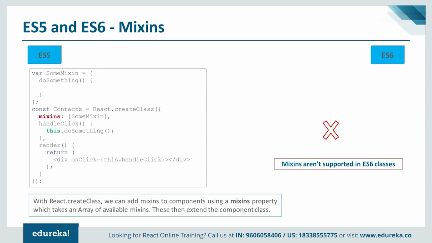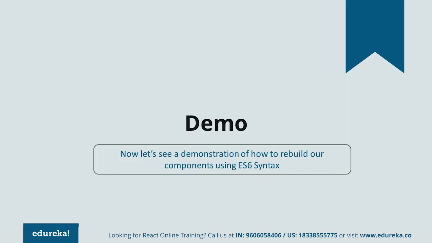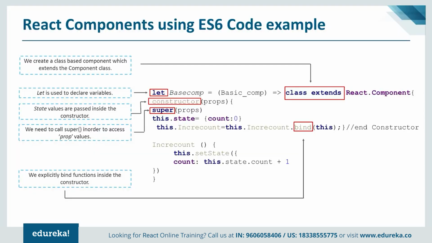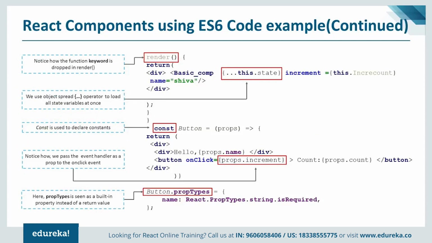Now let's go to our, so we have seen the demo of the ES6. Whatever we have seen in the demo of the ES6 class, now we are using let, we are using a constructor, we are declaring the state in the constructor itself, and instead of react.create class, we are using a class which extends react.component. So this is the recap of whatever we have seen just now in the demo and in the other slides.